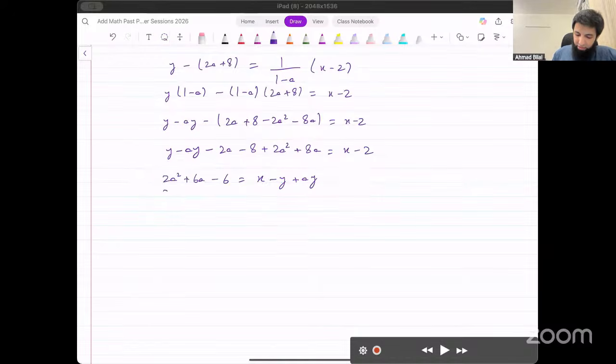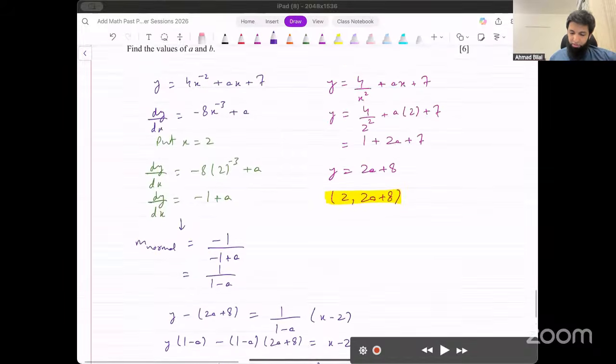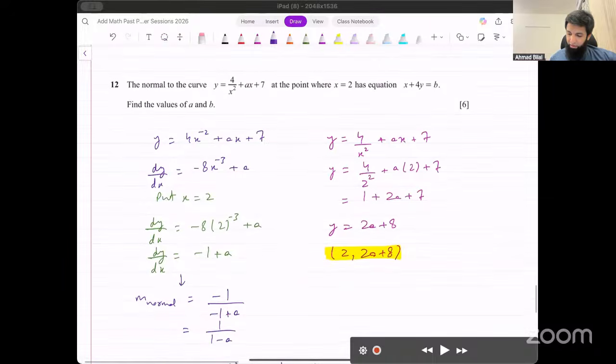Now let's make it one term for y on the right side as well. If I take y common, what does that leave me with? Minus 1 plus a inside, times y outside. Now, what is it that they wanted? The values of a and b.